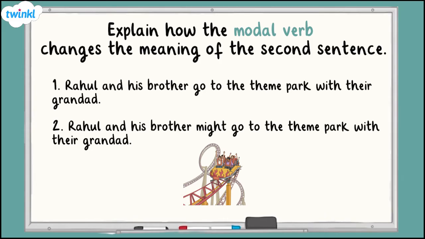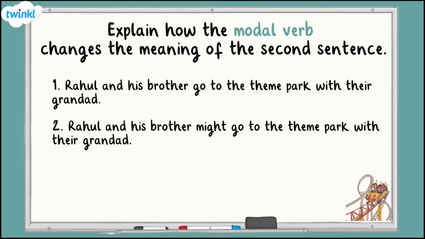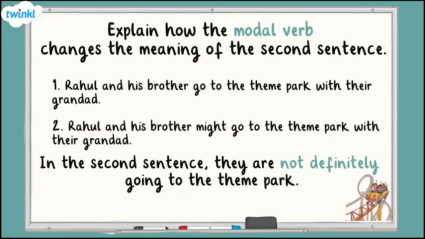The answer is that the modal verb has been used to indicate possibility or uncertainty. For example, you might have said, in the second sentence, they are not definitely going to the theme park.